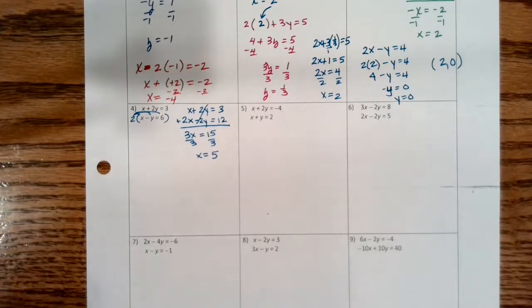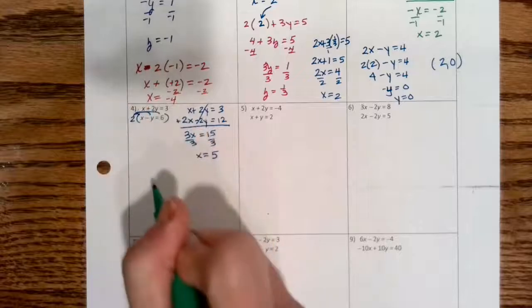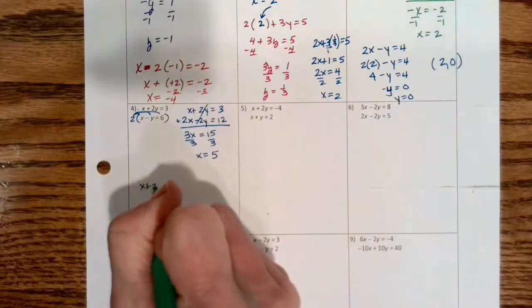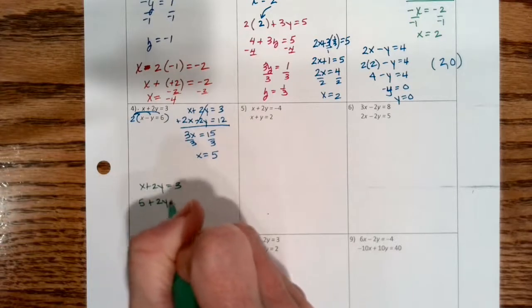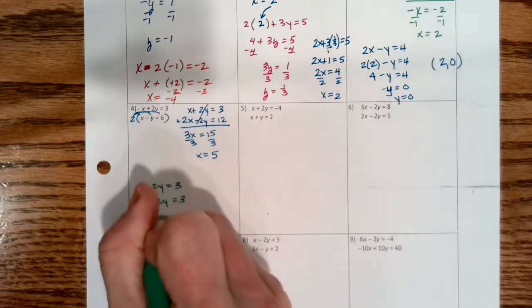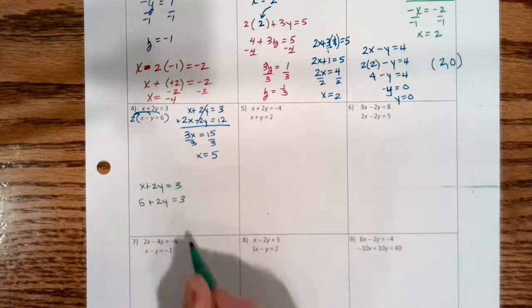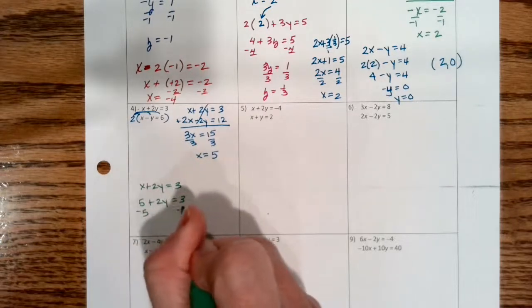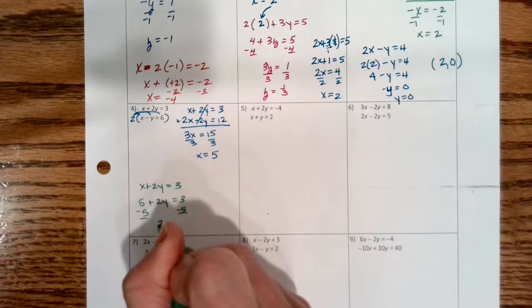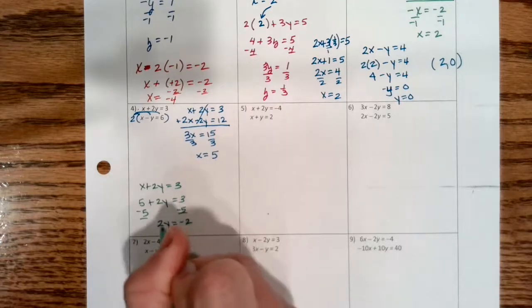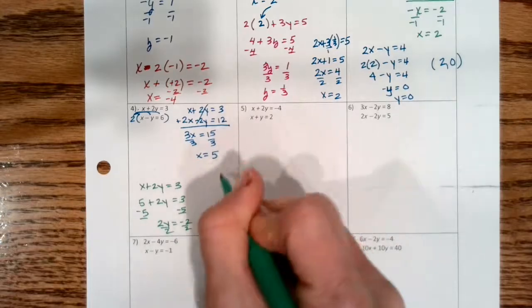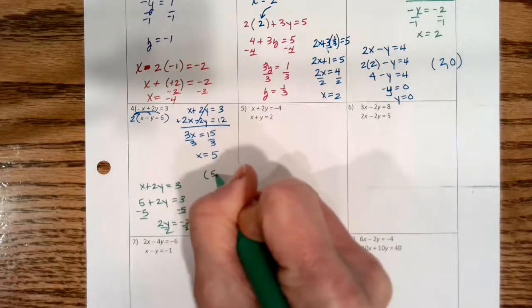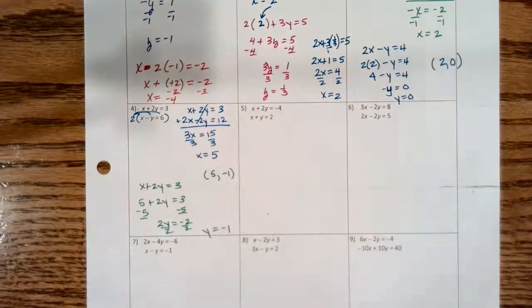When I go back to my other equation, I'll choose this top one. x plus 2y is equal to 3. 5 plus 2y is equal to 3. Go ahead and substitute this value in for x. Subtract 5 from each side. 2y is equal to negative 2. Divide by 2. And I get y is equal to negative 1. Therefore, my ordered pair is over 5, down 1. That's where those two graphs intersect.